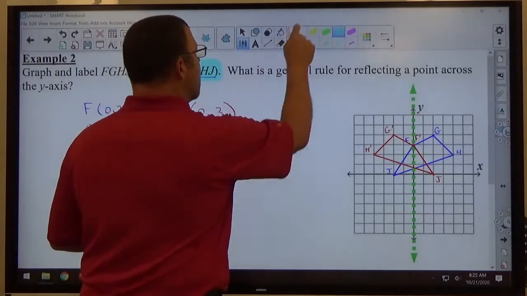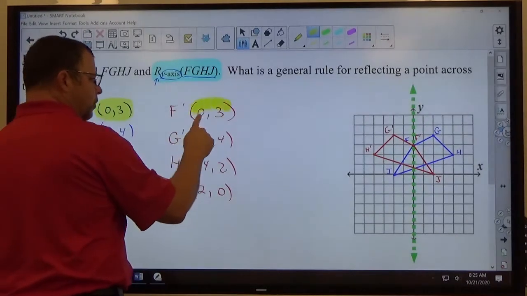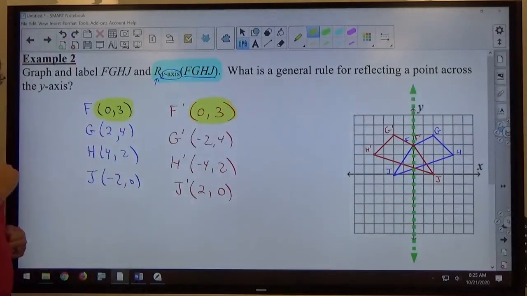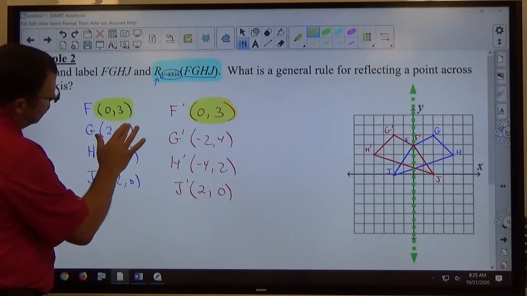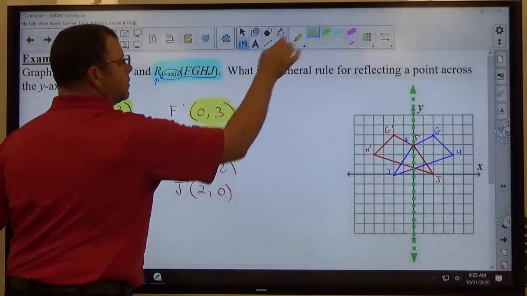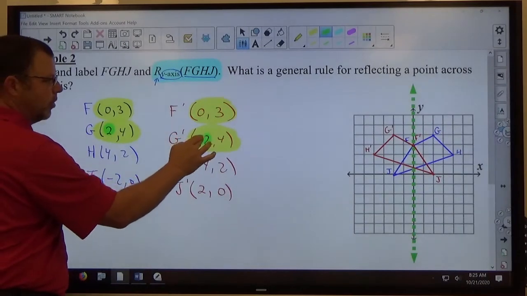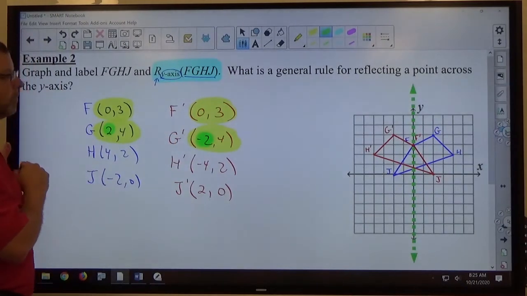So, 0, 3 original became 0, 3 image. What happened? They stayed the same. Nothing happened. All right, 2, 4 became negative 2, 4. What happened? The x number changed. So 2 changed to negative 2. The y numbers stayed the same.